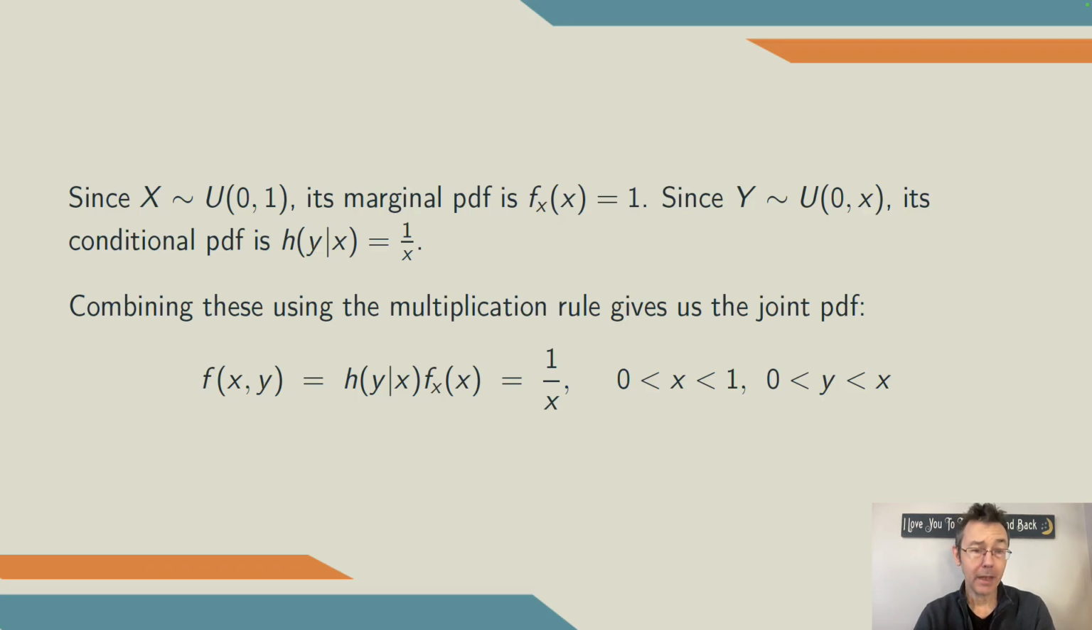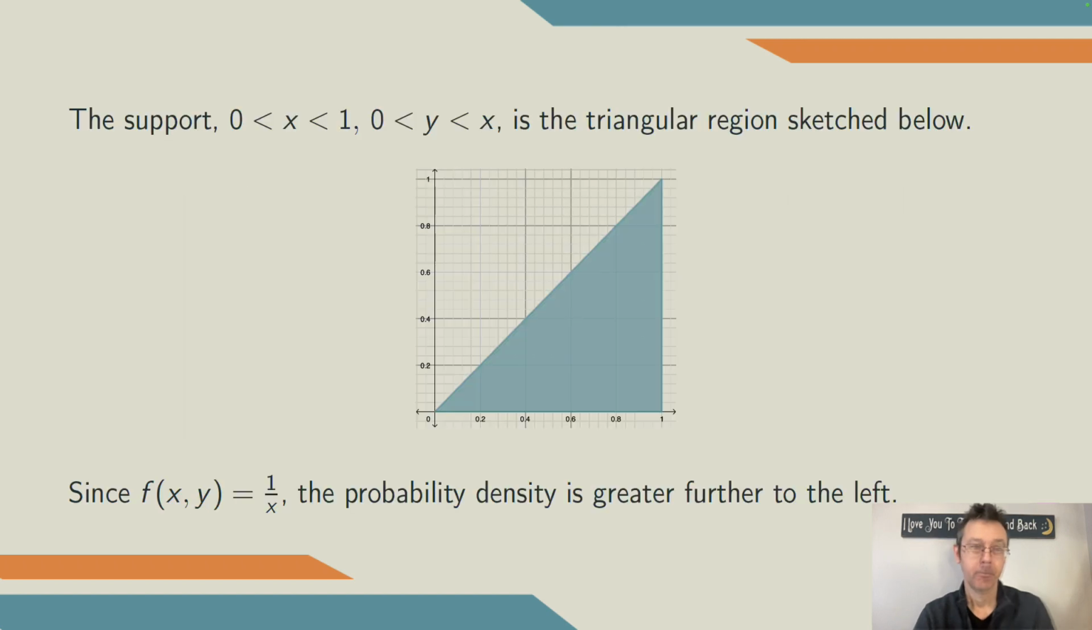We can then combine those two facts using a multiplication rule. F of x, y, the joint PDF, is equal to h of y given x times f sub x of x. So that's just 1 over x. The joint support is x between 0 and 1, y between 0 and x, which makes sense if you think about cutting that rope twice.